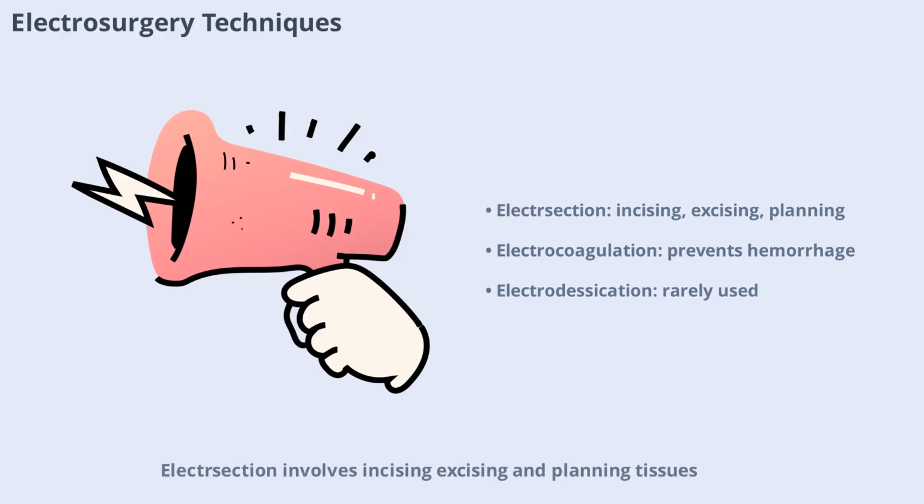Electrosection involves incising, excising, and planing tissues. Electrocoagulation is used to prevent hemorrhage, while electrofulguration employs high-voltage current with limited dental application. Electrodesiccation uses a dehydrating current and is rarely used due to its dangerous nature. The active electrode is inserted into the tissue, causing mass coagulation in situ. Each technique has specific indications and limitations, making proper selection essential.